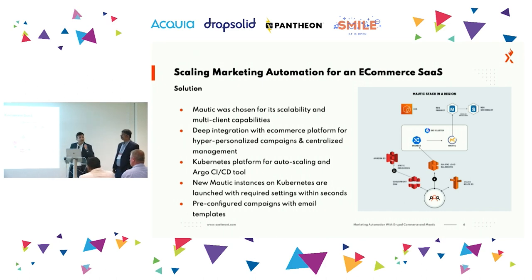And it had a deep integration with the e-commerce portal that they already had. So what it means is, anything that is happening on the e-commerce portal would get synced to their marketing automation instance, which is a Mautic instance, and they would be able to run campaigns for their users over there. So we use Python to build this connection.